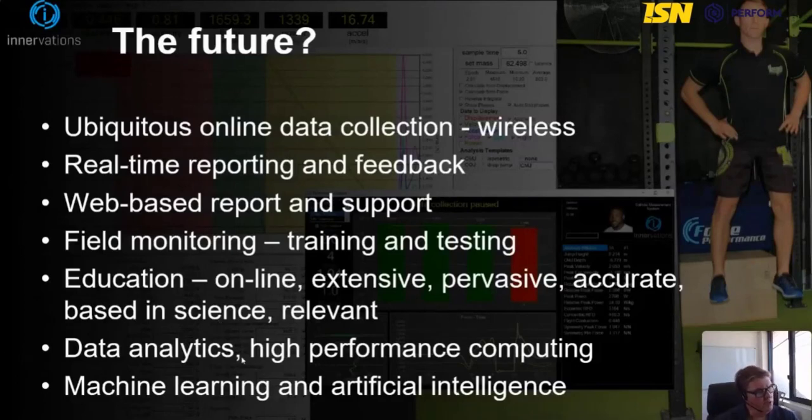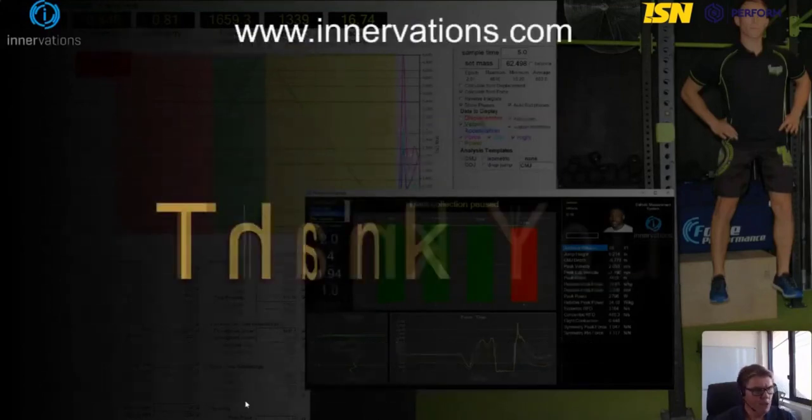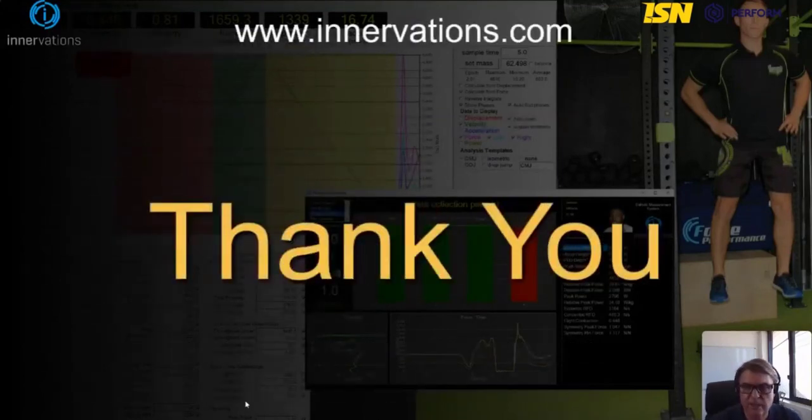We're getting much better, I think, now and in the future, with data analytics and how this is actually done. And particularly with high-performance computing, we're seeing the implementation of machine learning and artificial intelligence for the analysis of performance, the generation of important diagnostics as well. And this is really coming together quite quickly, making the power of performance diagnosis and then training program design much quicker and much more effective.